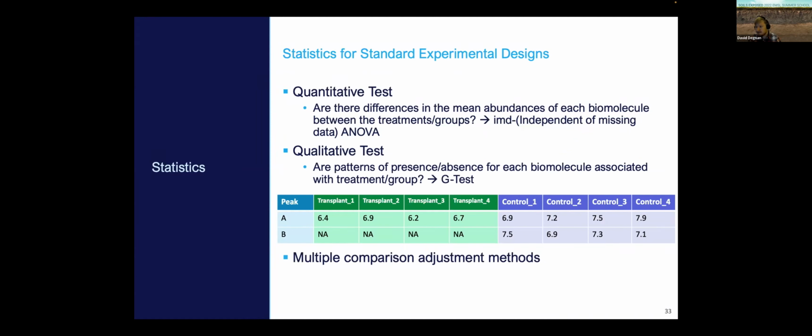For quantitative tests, we're interested in, after we've normalized, what the differences in the mean are between each group. And so that would, together with using both the ANOVA test for the difference in the mean and the qualitative G test for presence absence, Webb-Robertson et al. developed the IMD-ANOVA, which stands for independence of missing data. And so in cases where you've got a lot of missingness, you can still get more biomolecules returning significant than you would get without using this approach.